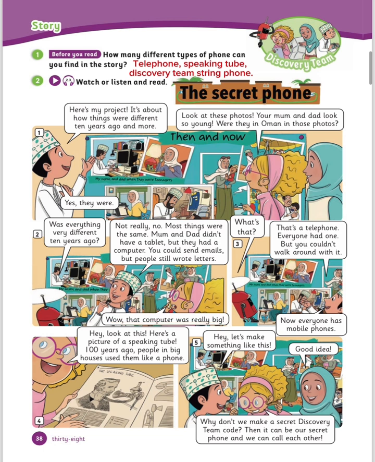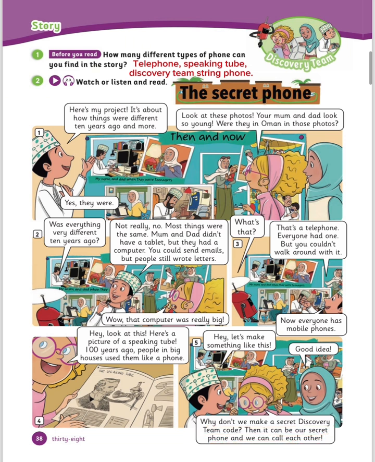Number 3. Boo said, what's that? Sami said, that's a telephone. Everyone had one, but you couldn't walk around with it. Now everyone has mobile phones. Number 4. Luti said, Hey, look at this. Here's a picture of a speaking tube. 100 years ago, people in big houses used them like a phone. Number 5. Sami said, Hey, let's make something like this. Fatma said, Good idea. Luti, Why don't we make a secret discovery team code? Then it can be our secret phone and we can call each other.